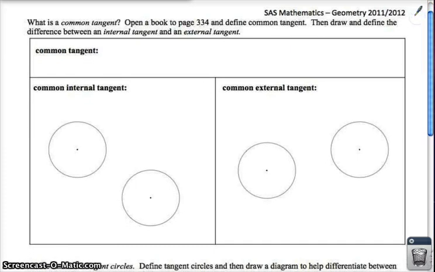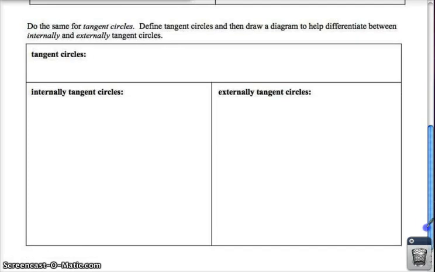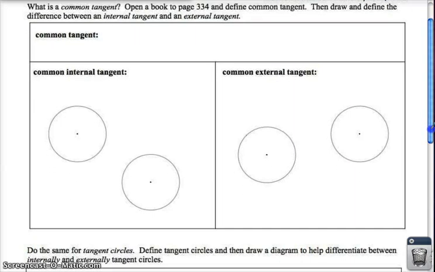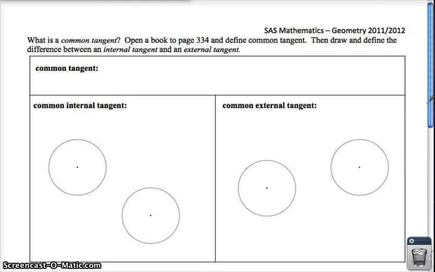Now we have what is a common tangent. Open your book to page 334 and define common tangent, then draw and define the difference between an internal tangent and an external tangent. So go ahead and do that on your own. You should be able to read about it, and then do the same thing down here. Try to draw pictures to help you differentiate. If you don't understand, you can always ask your peers for more information, or you can ask me. But see if you can do it on your own first and draw some diagrams.